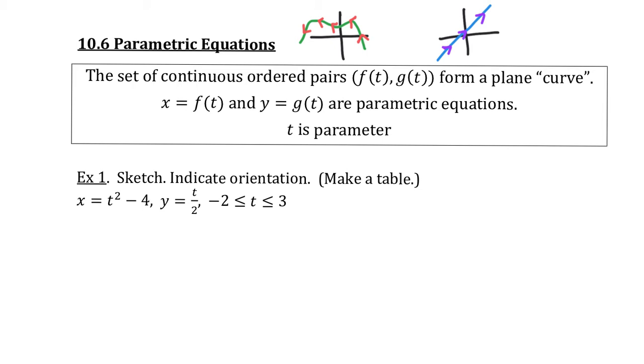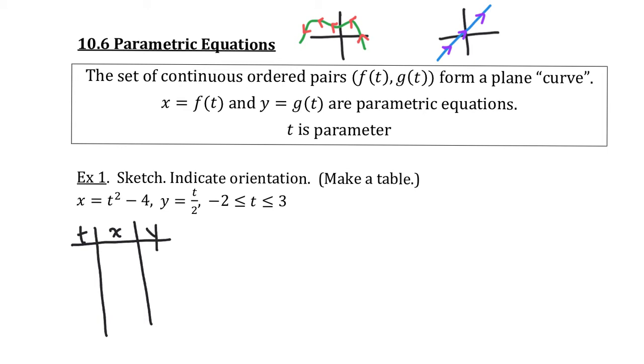Okay, so for example, when we're going to sketch the graph and we're going to indicate the orientation by making a table. So the first thing they tell me is x equals t squared minus 4 and y equals t over 2. And then they are restricting the domain of my t from -2 to 3 inclusive. So let me make a table. When I make my table, I'm going to plug in t, I'm going to get an x, and I'm also going to get a y.